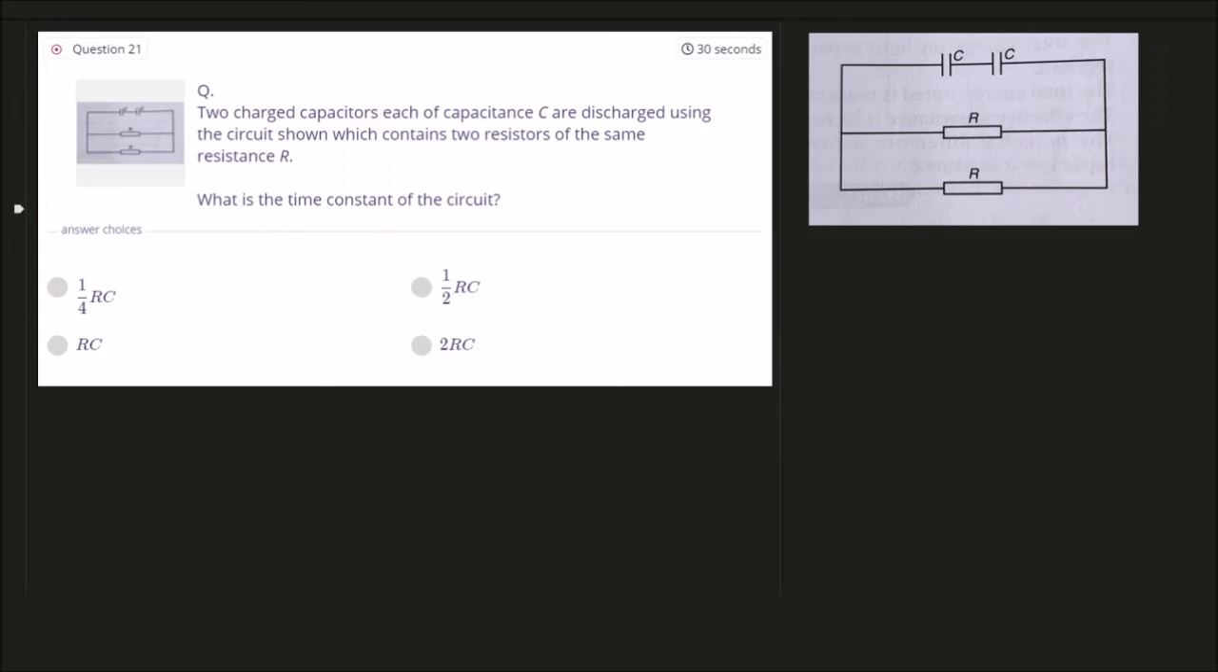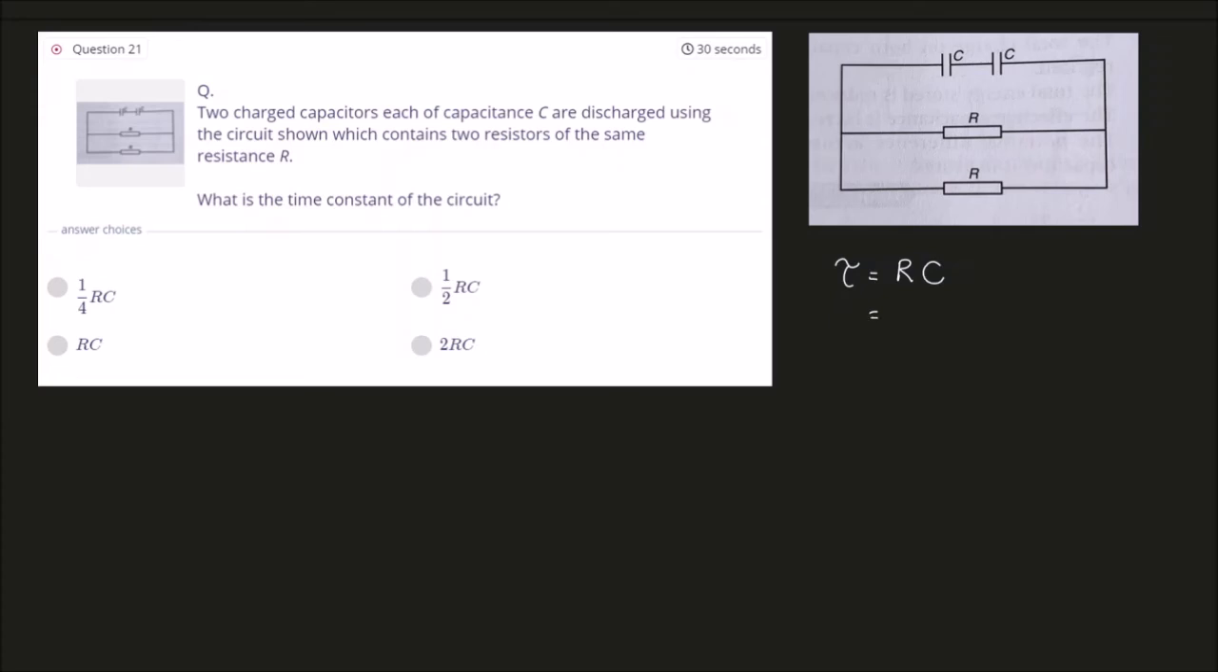Question 21. Two charged capacitors, each of capacitance C, are discharged using the circuit shown, which contains two resistors of the same resistance R, and they ask for the time constant of the circuit. Well, this question should be relatively straightforward. We know that the time constant is equal to RC, so we need to find the effective resistance, and we need to find the equivalent capacitance.